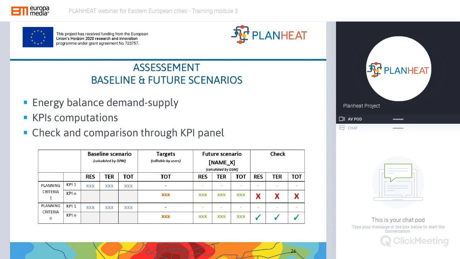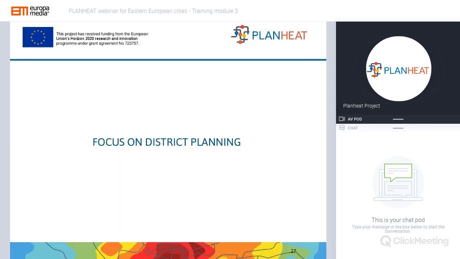So in this slide, we can see an assessment of the baseline and future scenarios with energy balance, demand, supply, the computation of key performance indicators, and finally, on the right side of the table, a check and feedback, and actually a comparison through the key performance indicator panel. So let's see how district planning is done within PLANHEAT.